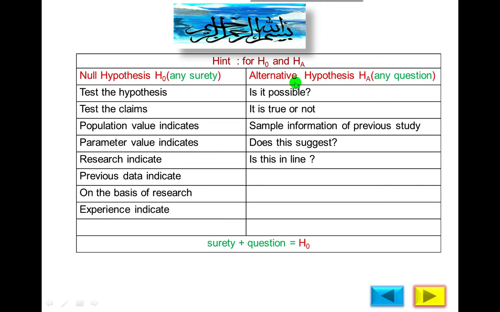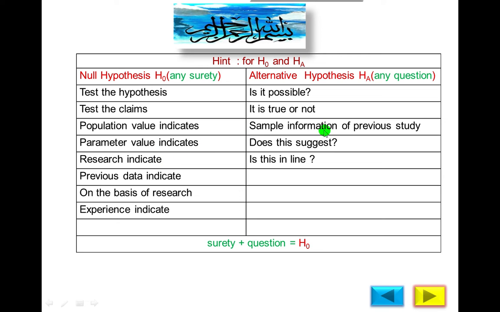And any question represents the alternate hypothesis. Question means this statement represents a question, is it possible? This is an interrogative sentence in English. Is it true or not, this also represents a question, and sample information of a previous study. Previous data indicate the population value, previous research, any experience, previous value indicates the surety.